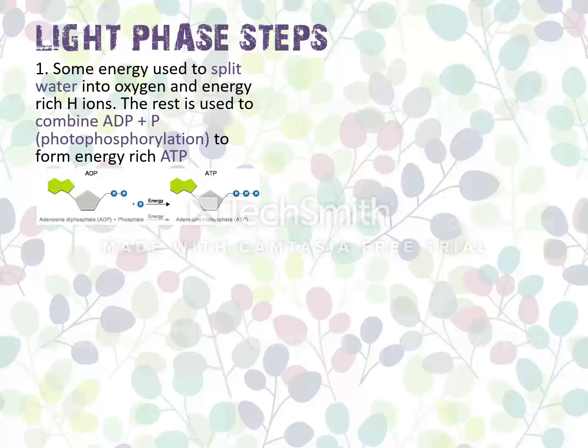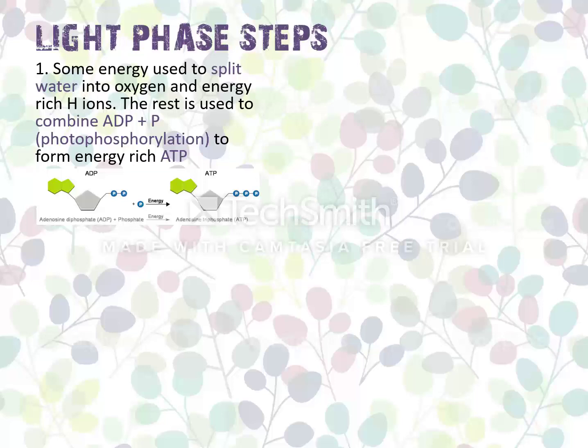So if you think of water being split, what did we need? Did we need water? Yes. But when water is split, we have hydrogen ions and oxygen. We know that we didn't need oxygen because we threw it away. It was a waste product. So what did we need? Hydrogen ions. Okay, so that's the first step. Some radiant energy is used to split water into hydrogen ions and oxygen.